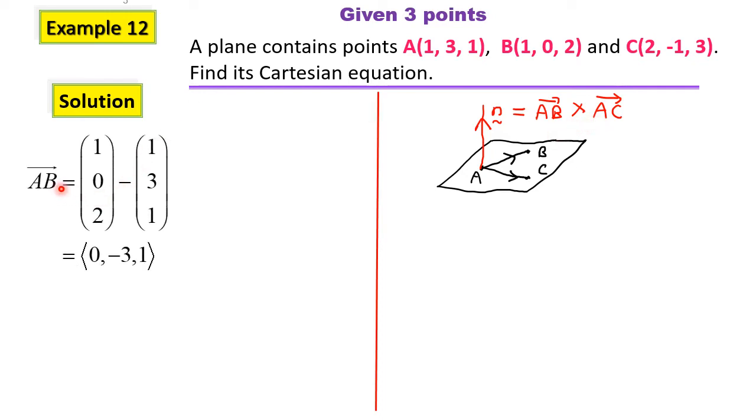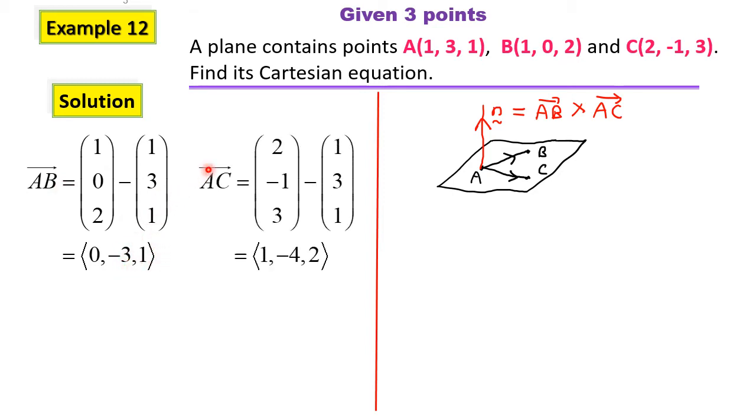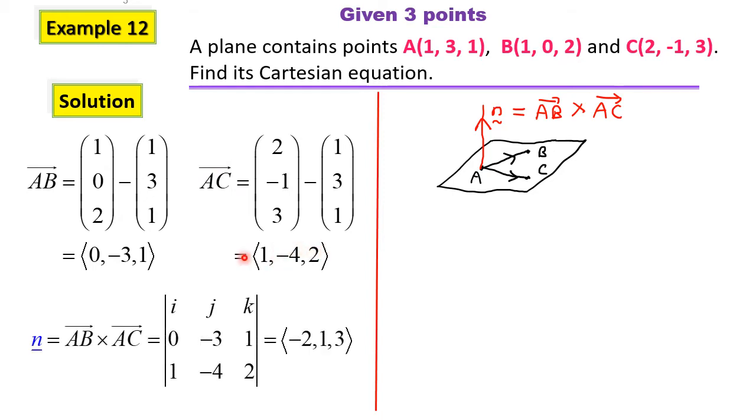So first find out vector AB. We will get 0, -3, and 1. And then vector AC will be 1, -4, and 2. So from here we can find out the normal to the plane. That is vector AB cross product with vector AC. So from vector AB 0, -3, 1, and from vector AC 1, -4, 2. So remember how to perform the cross product. I won't show the details here, we just straight away give the answer. That is, the normal to the plane would be -2, 1, and 3.